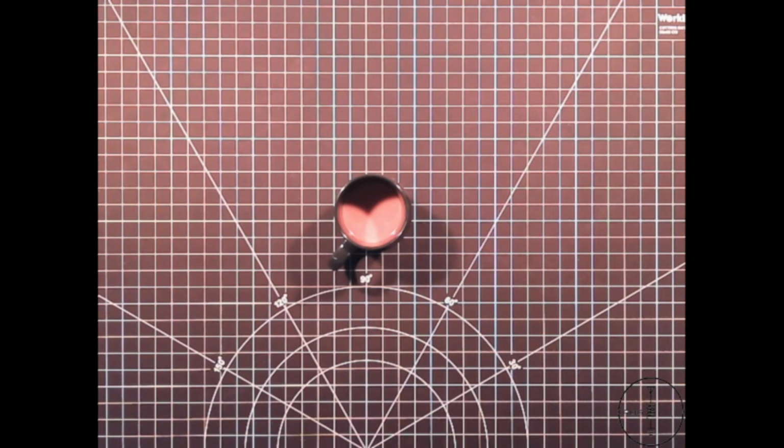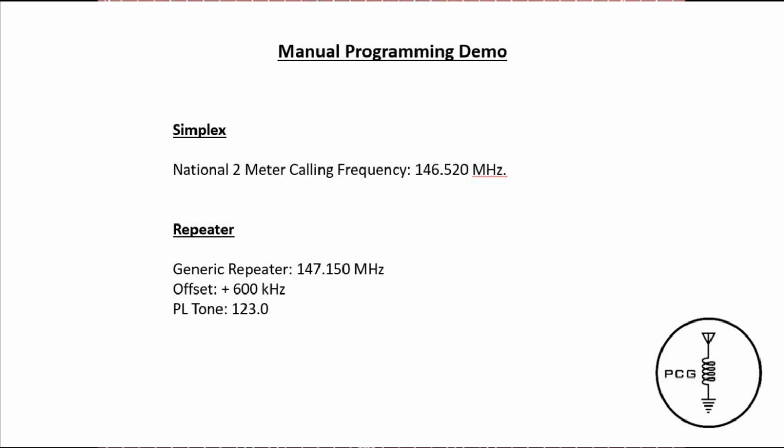For today's demo, I'll program both a simplex frequency as well as a repeater. For the simplex frequency, I'll be using the national 2-meter calling frequency, which is 146.520 megahertz, and for the repeater I just made up a generic one, so I'll be using a frequency of 147.150 megahertz with a positive offset of 600 kilohertz and a PL tone of 123.0.